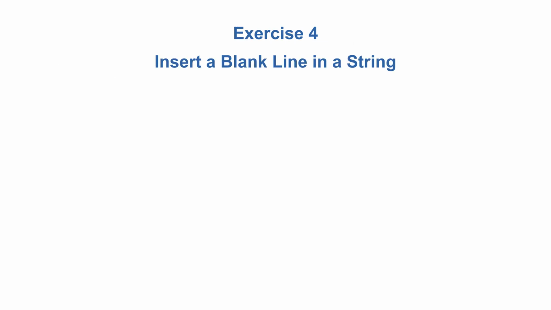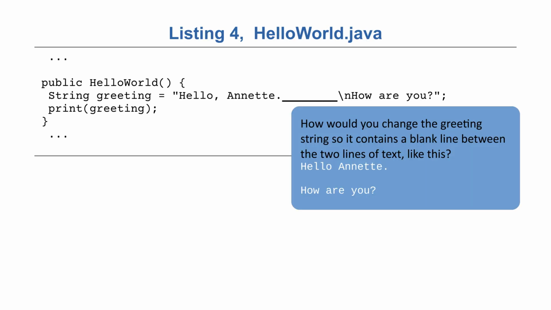In exercise 4, we'll use new line controls to print a blank line between parts of the string. How would you change the greeting so it contains a blank line between the 2 lines of text like this? I'll give you a hint. A second new line must be started between the 2 lines.